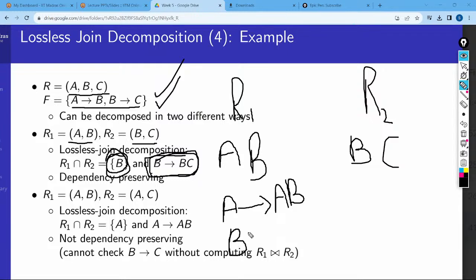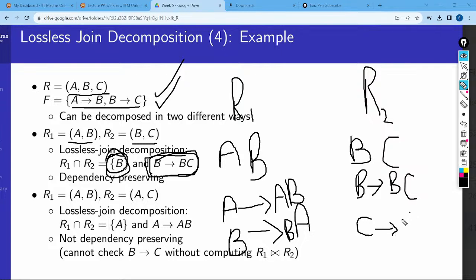And the other functional dependencies that may exist are B arrow BA. And over here, B arrow BC may exist, and C arrow CB may exist. What we are actually looking at is whether the functional dependencies given in the question are satisfied or not by the union of both.